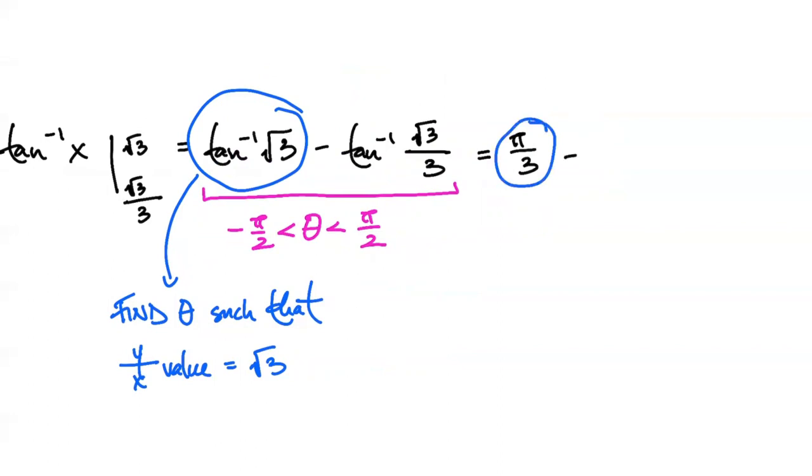And then we want to try and find an angle such that the y over x value is going to be √3 over 3. And it turns out that that angle is going to be pi over 6. Okay.